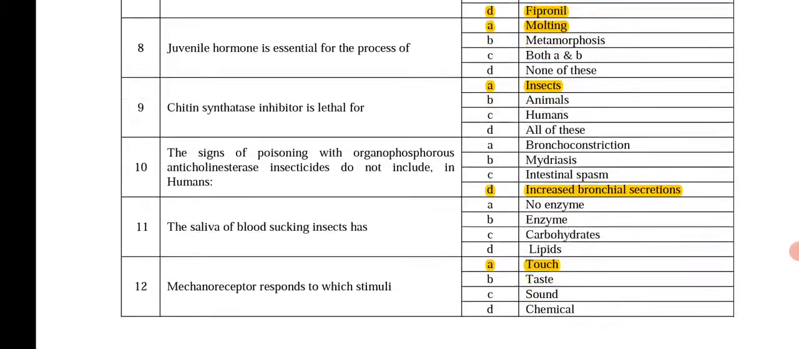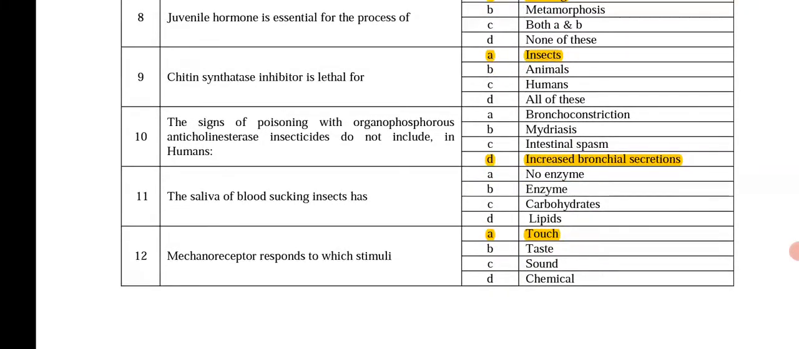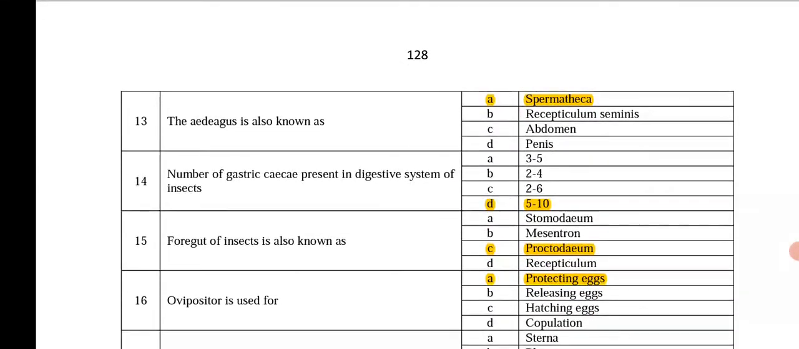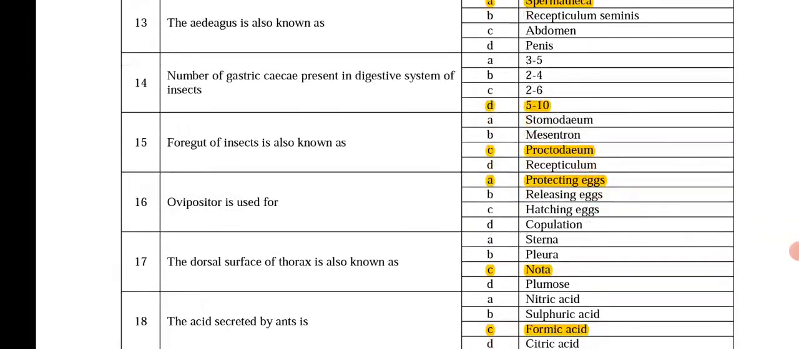The sign of poisoning with organophosphorus anticholinesterase insecticides that is not included in humans is increased bronchial secretions. Mechanoreceptor responds to touch. The aedeagus is also known as spermatheca. The number of gastric ceca present in the digestive system of insects is 5 to 10. The foregut of insects is also known as proctodeum. Ovipositor is used for protecting eggs.